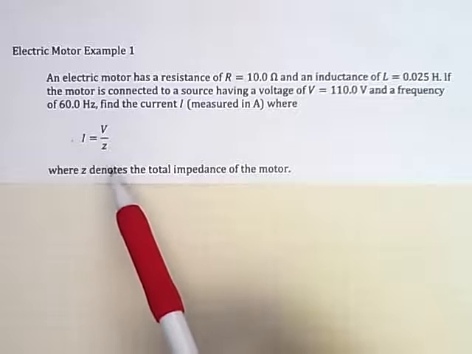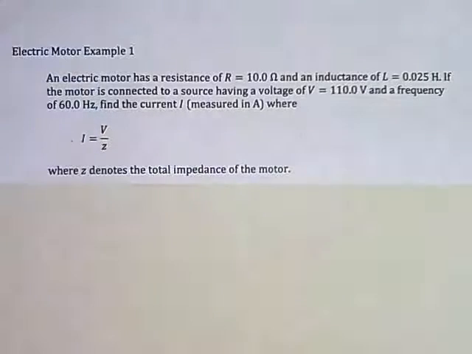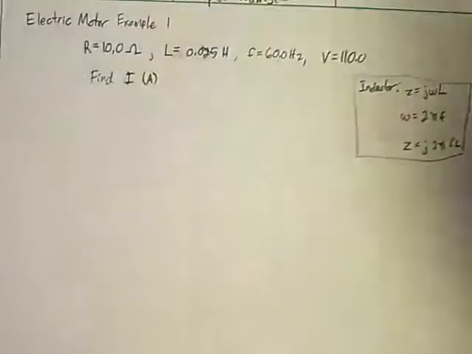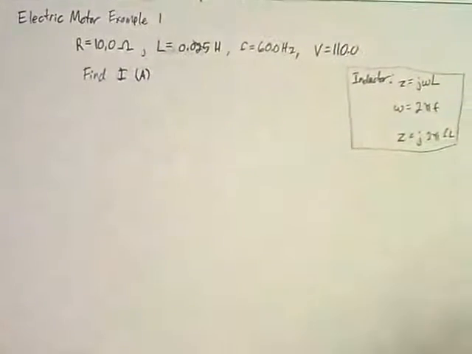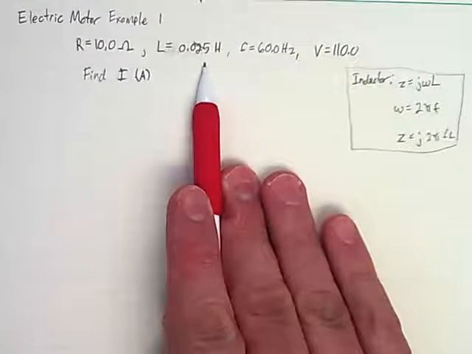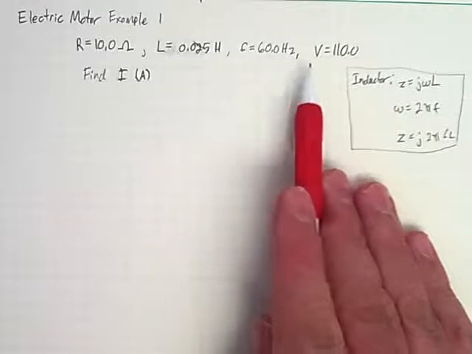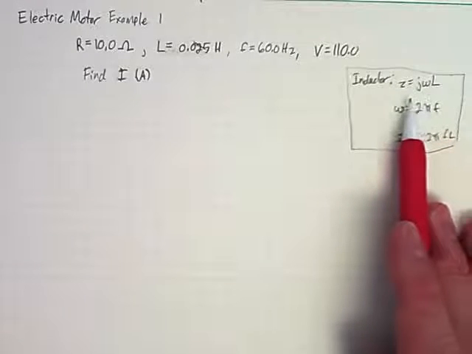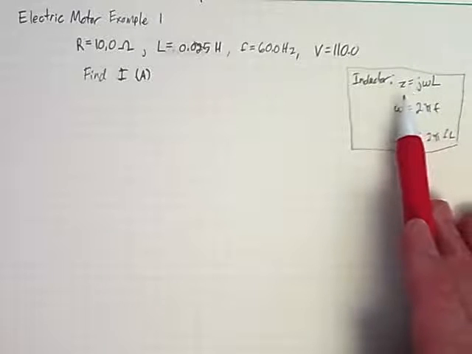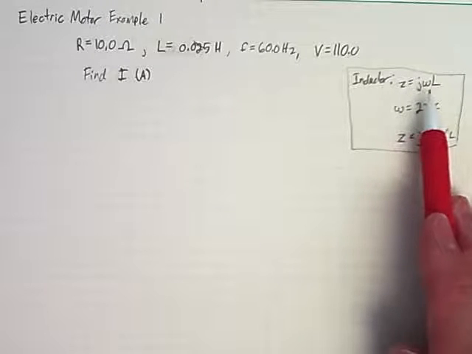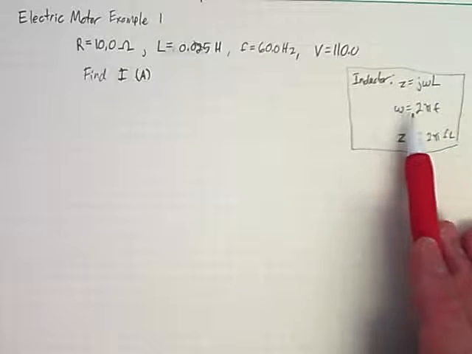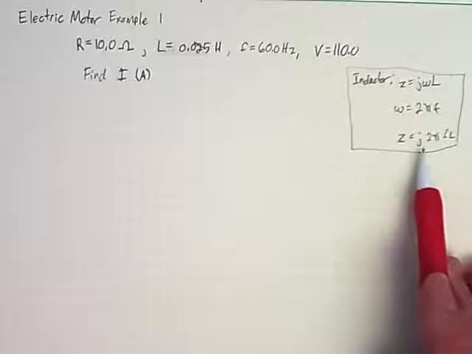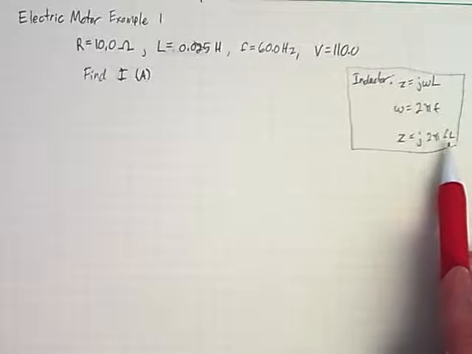What we need to find is I, given that situation. Okay, so our setup, we've got an electric motor, resistance, inductance, frequency, the voltage. We remember from before that for an inductor the impedance is J omega L. Omega L is the angular frequency, which is 2 pi times the frequency. So Z is actually 2 pi times the frequency times L.